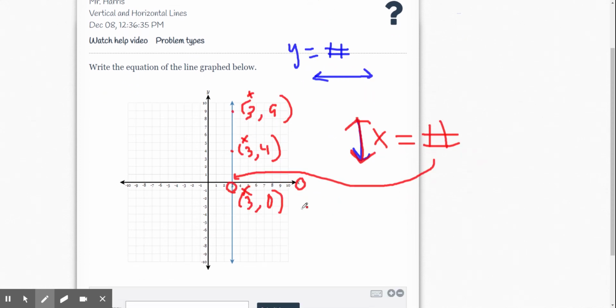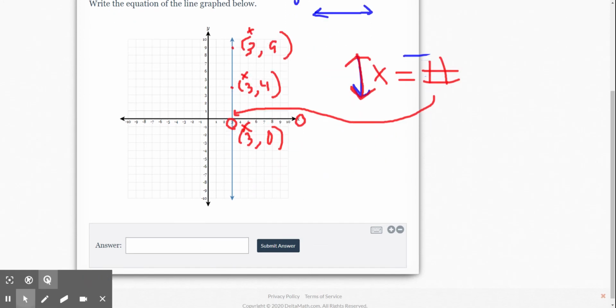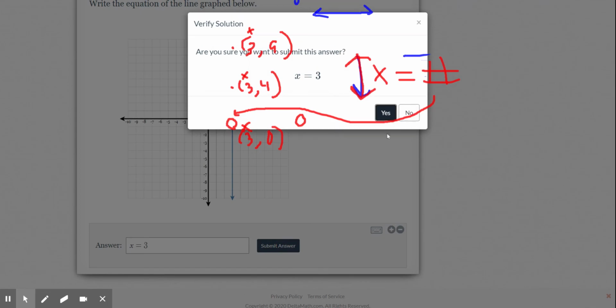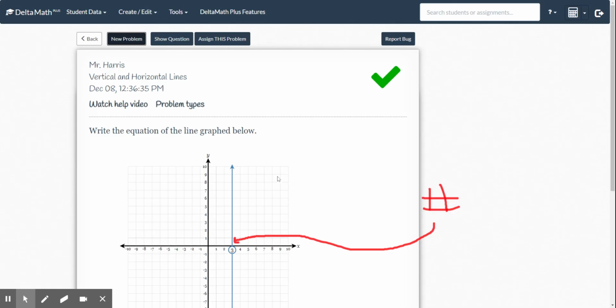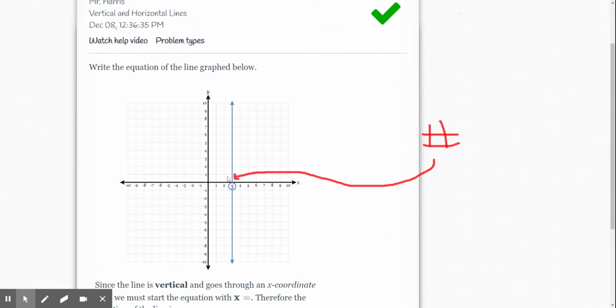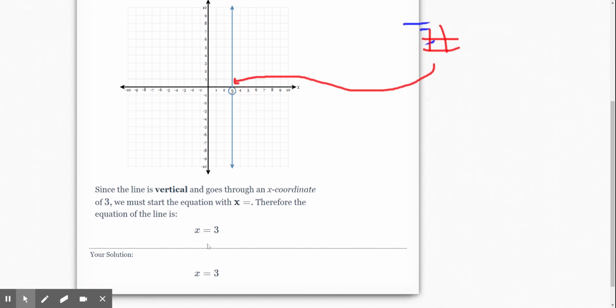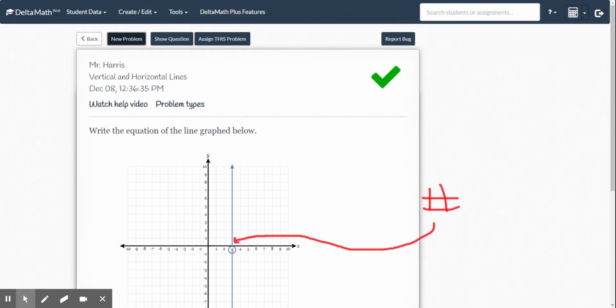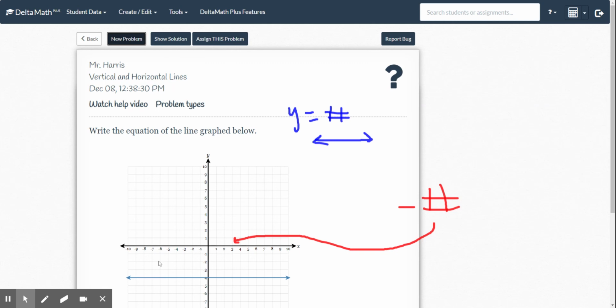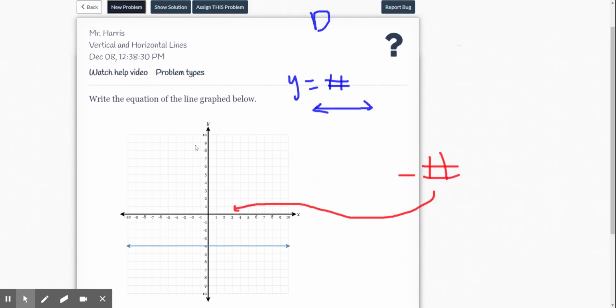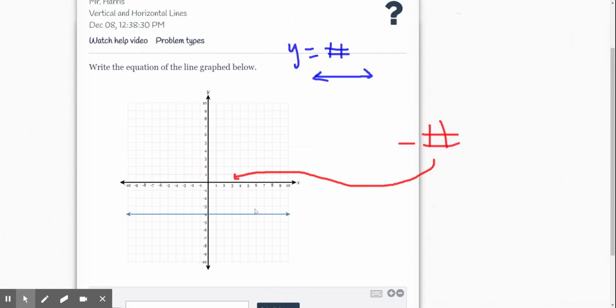Well, that is going to be our answer. X equals 3. And voila. Since the line is vertical and goes through the x-coordinate of 3, we're just going to have x equals a number, and in this case, that is x equals 3. So I'm going to let you guys try one more problem here. Go ahead and try. Ooh, this is interesting. Go ahead and try this one. Let's see what you guys can do here.